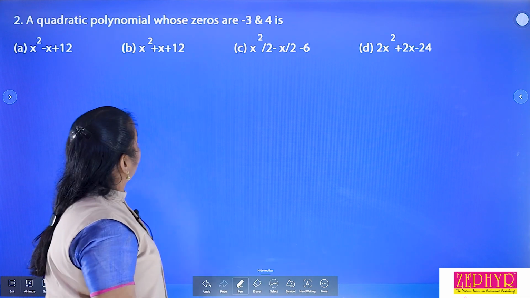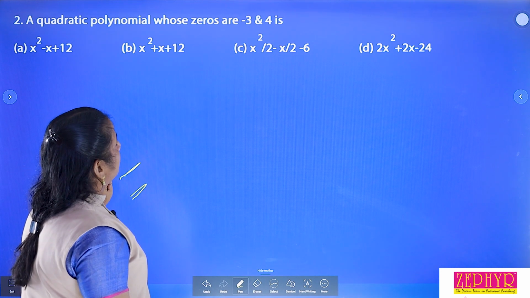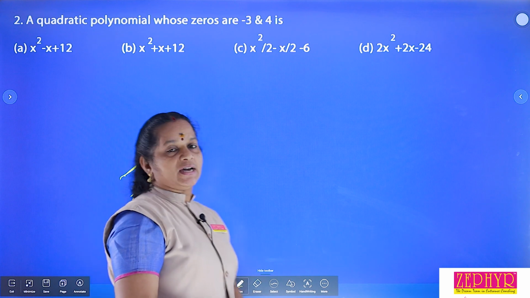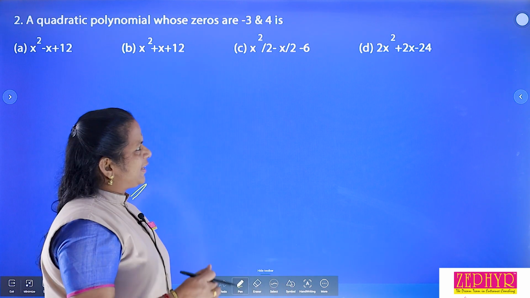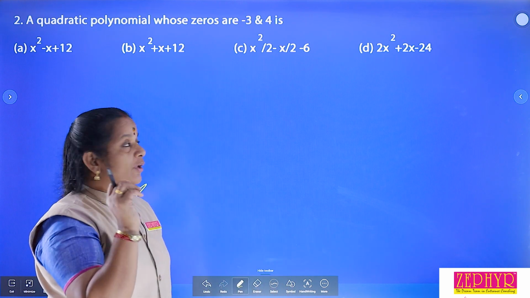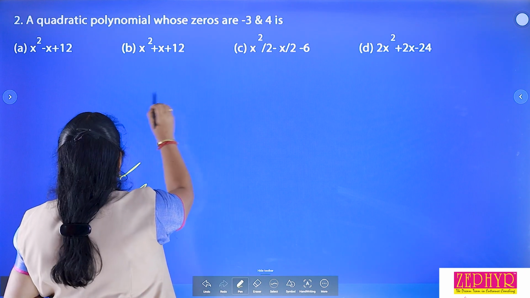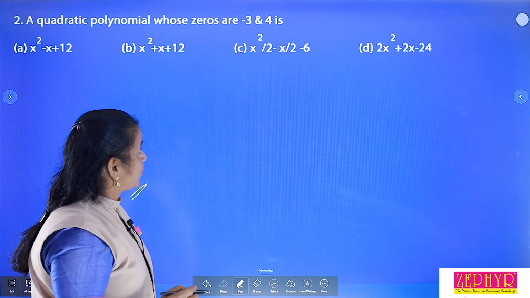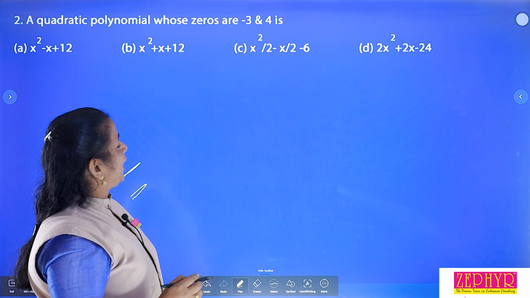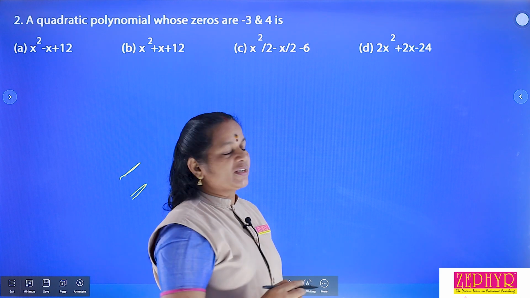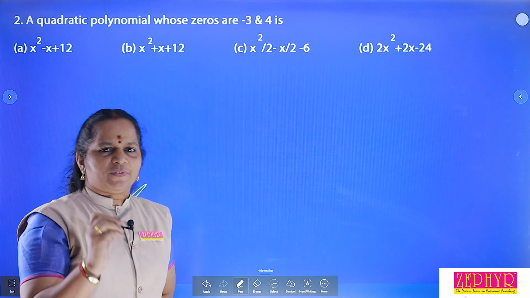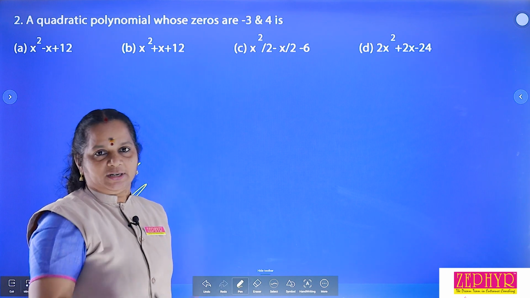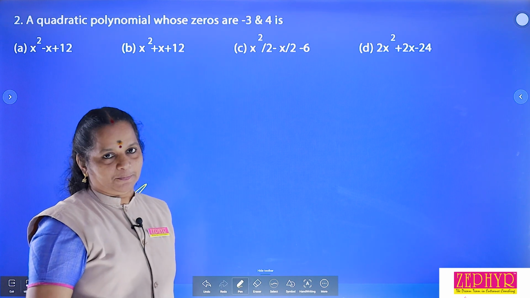A quadratic polynomial whose zeros are minus 3 and 4. We can simplify in many ways. So here we got the equations x square minus x plus 12, x square plus x plus 12, x square by 2 minus x by 2 minus 6, 2x square plus 2x minus 24. The easiest way is to substitute the values of minus 3 and 4 in the given equation. We get the answer directly from that.